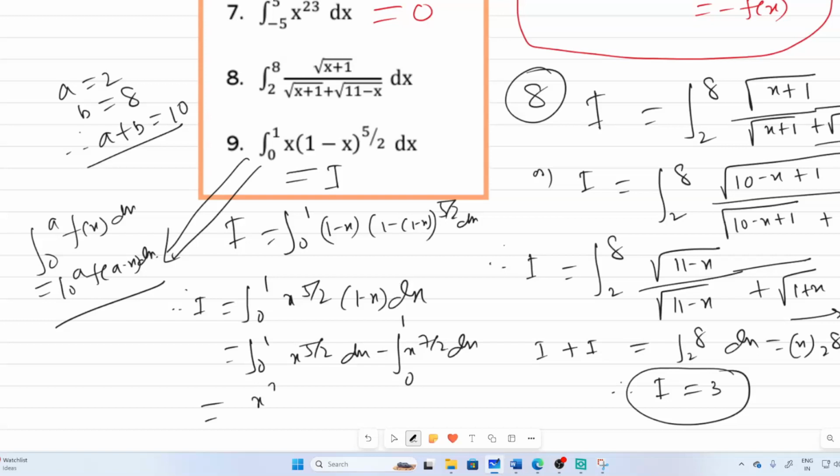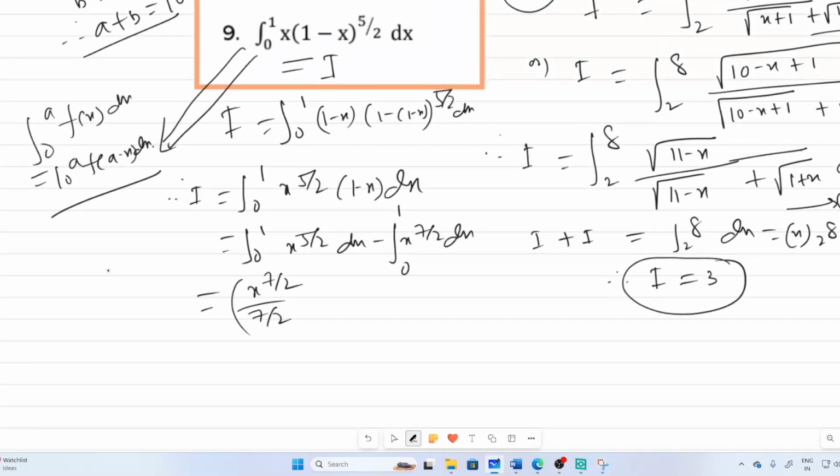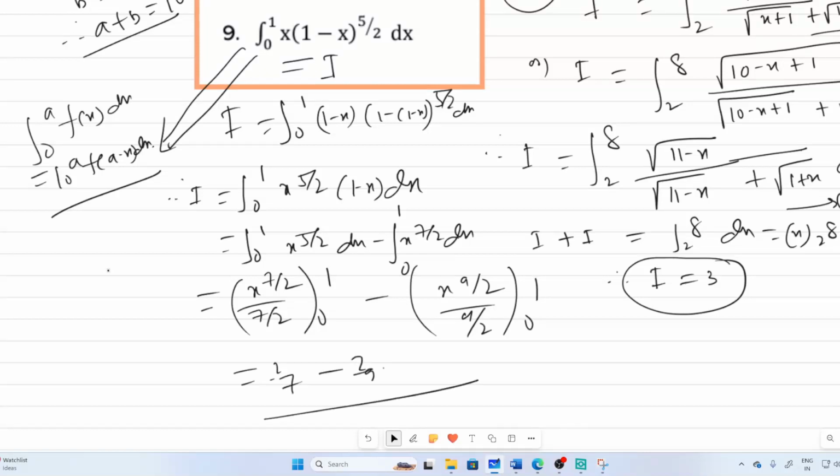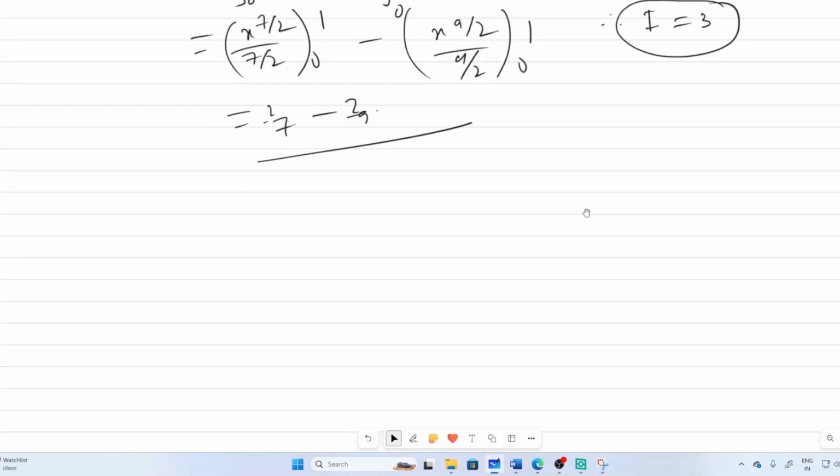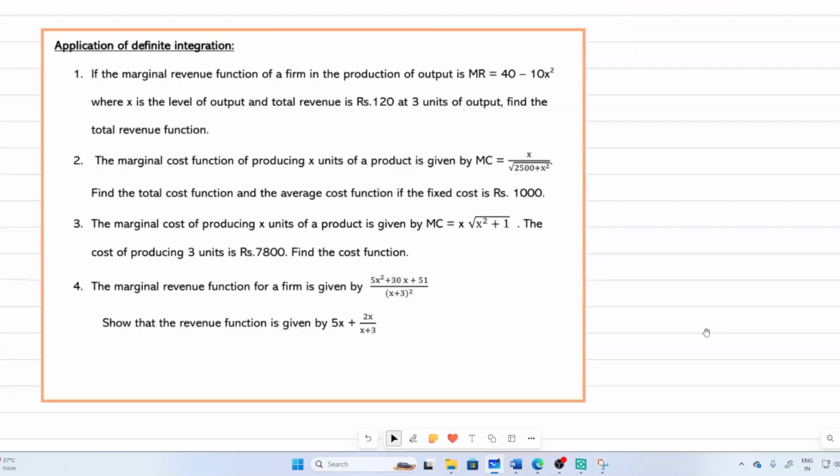So this will be x to the power 7 by 2 by 7 by 2, 0 to 1. And this one will be x to the power 9 by 2 by 9 by 2, 0 to 1. 2 by 7 minus 2 by 9. Okay. So this kind of sums is always important. You must practice it properly before exam.